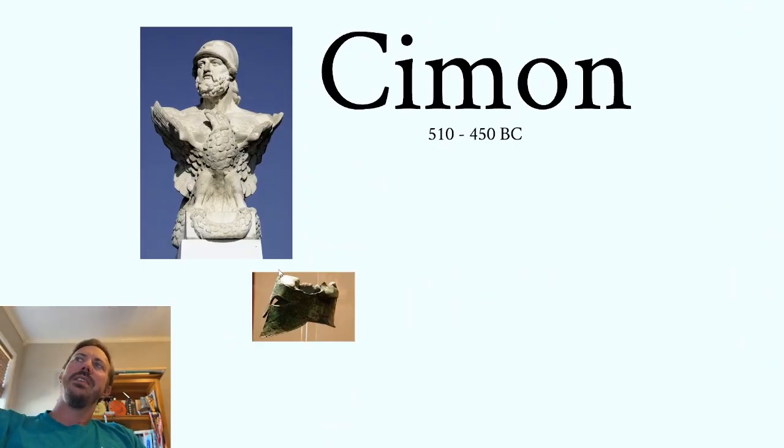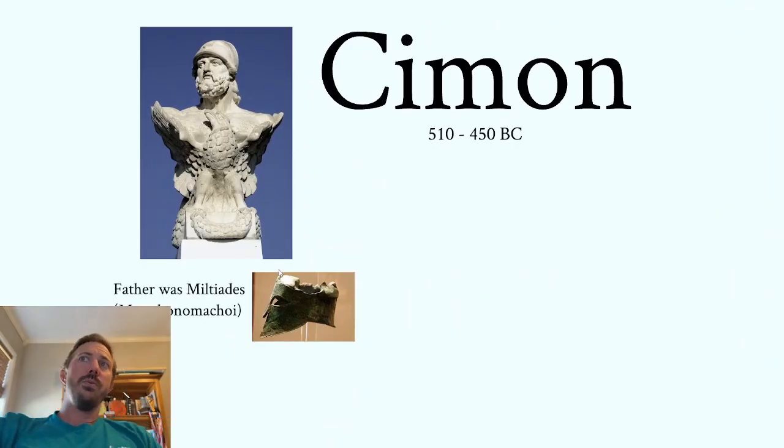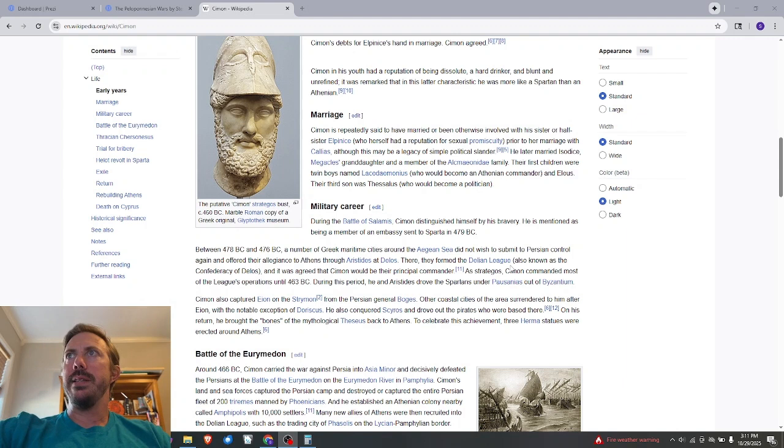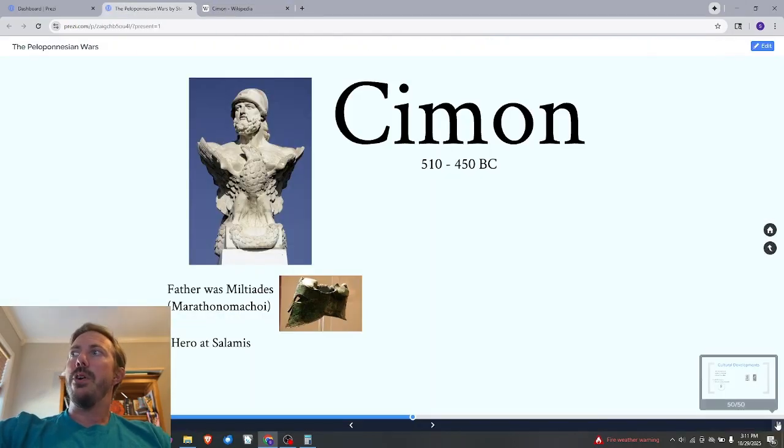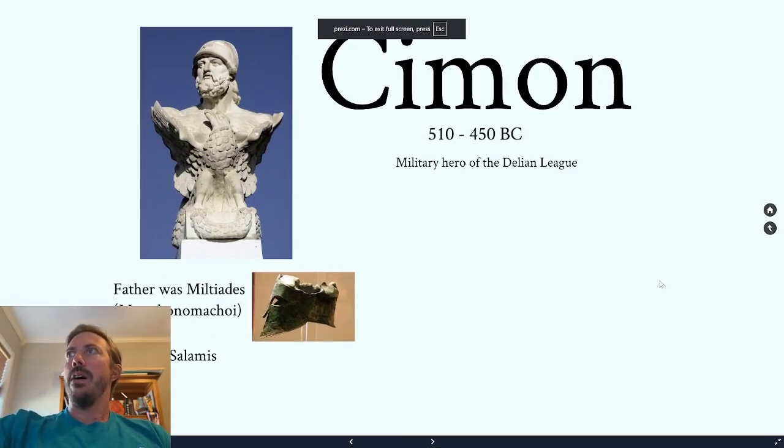He lived from 510 to 450 BC. His father was Miltiades, a marathonomachoi, if you remember. That is a fighter at Marathon and a champion at Marathon, famous man. And Cimon was a hero at Salamis. Wikipedia says that during the Battle of Salamis, Cimon distinguished himself by his bravery. I don't know more than that, but let us continue with Cimon. So he was a hero at Salamis. He distinguished himself for his bravery.